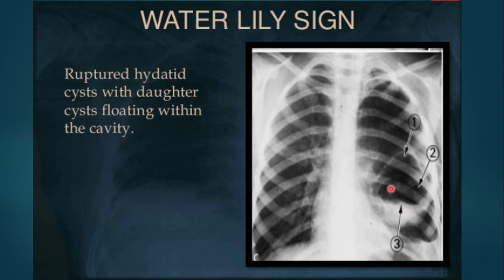And the space now is filled with air. However, there are daughter cysts inside, resulting in these lines, what's called the water lily sign, just like the flower, the lily, floating on the water. So, when you see water lily sign, this indicates a ruptured hydatid cyst.